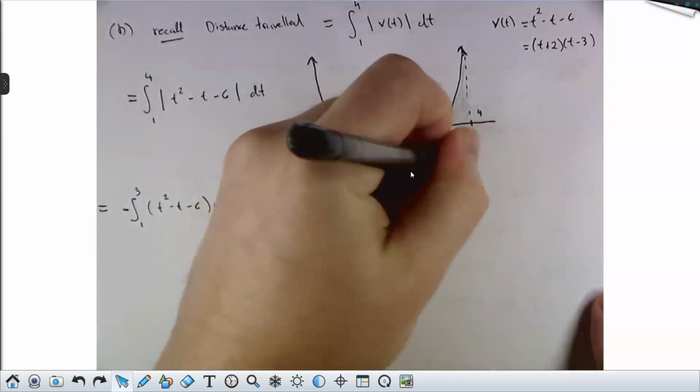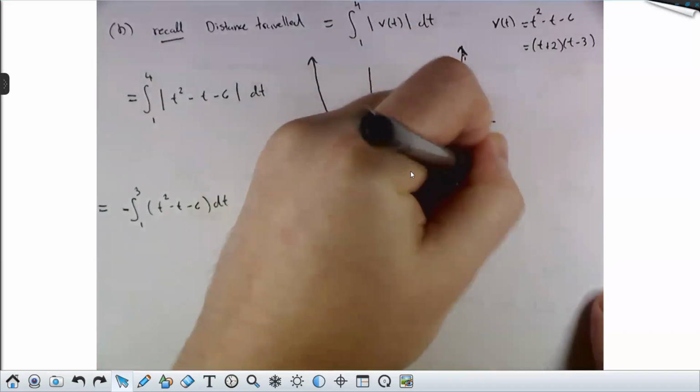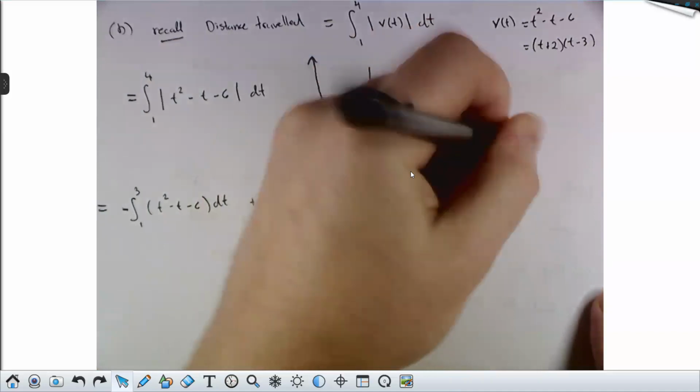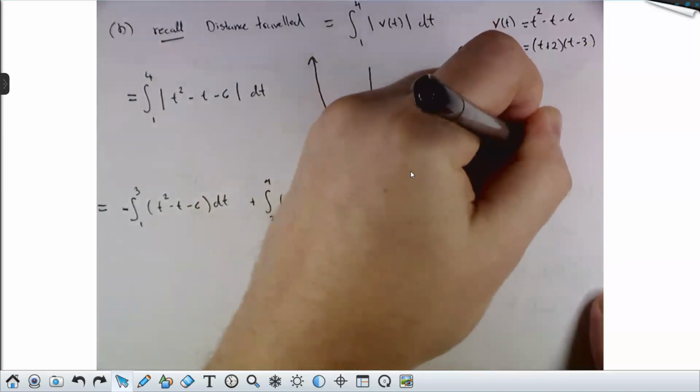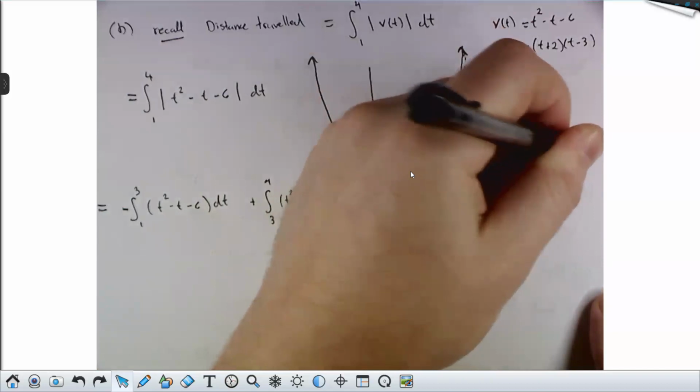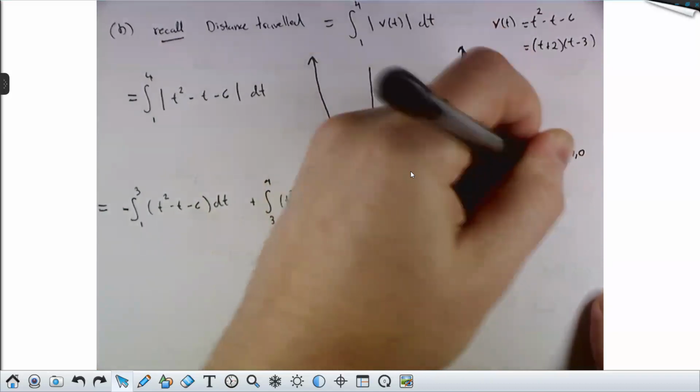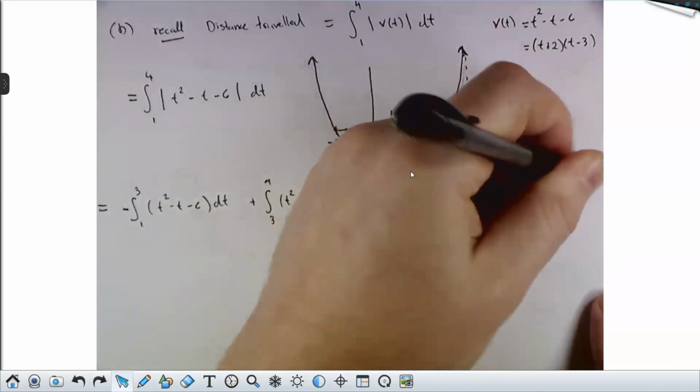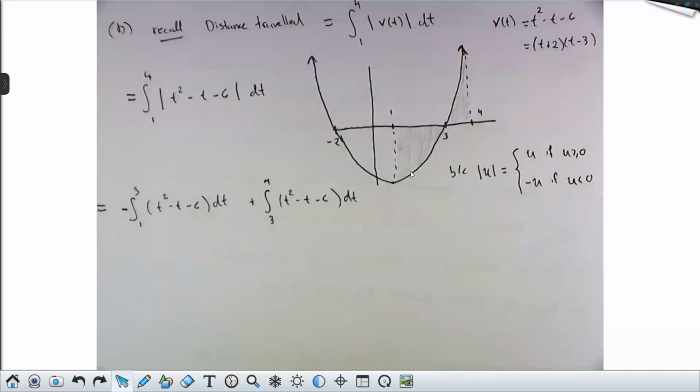This is coming from the definition of absolute value. Remember, absolute value of some stuff is that stuff if that stuff is greater than or equal to 0, but it's the negative of that stuff if that stuff is negative. So v of t is negative from 1 to 3. So the absolute value of v of t between 1 and 3 is actually negative v of t. So this negative right here is coming from the absolute values here.